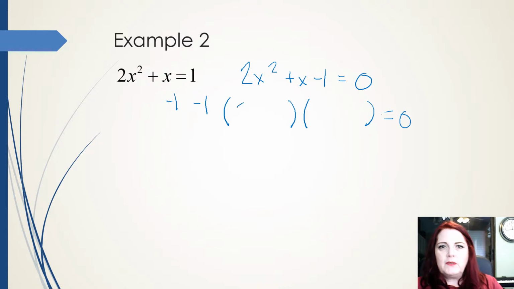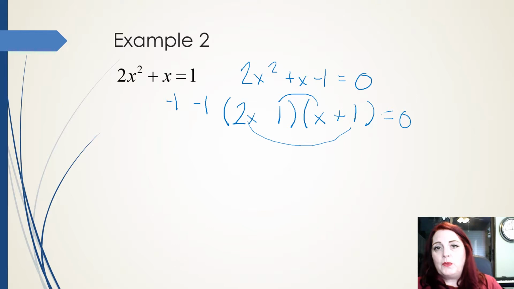There's no greatest common factor, so I'm going to go straight to factoring into the binomials. 2x squared has the factors of 2x and x. Negative 1 has the factors of negative 1 and 1, so one of these will be plus and one of these will be minus. So I want to make sure that when I take 2x times 1, that's going to be positive 2x, and the x times negative 1 is going to be the negative. So it's 2x minus 1 times x plus 1.